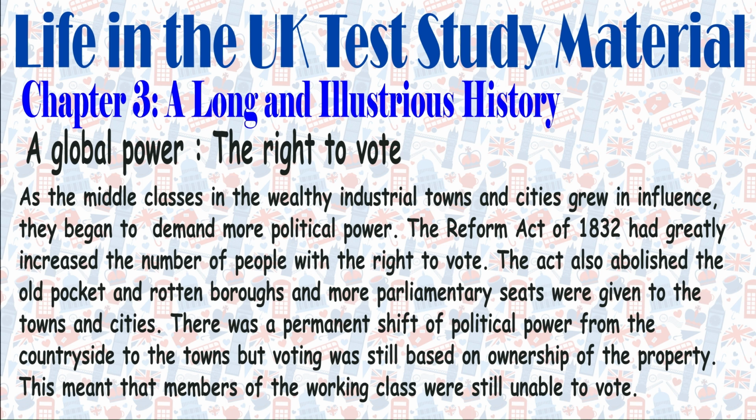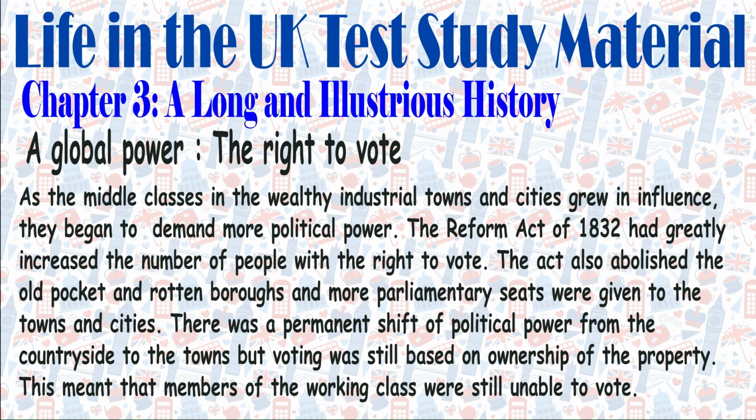The right to vote. As the middle classes in the wealthy industrial towns and cities grew in influence, they began to demand more political power. The Reform Act of 1832 had greatly increased the number of people with the right to vote. The Act also abolished the old pocket and rotten boroughs and more parliamentary seats were given to the towns and cities.